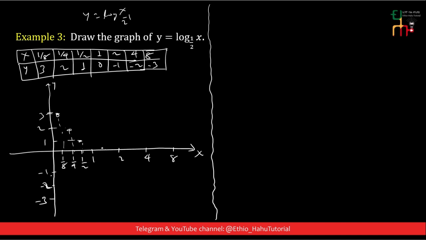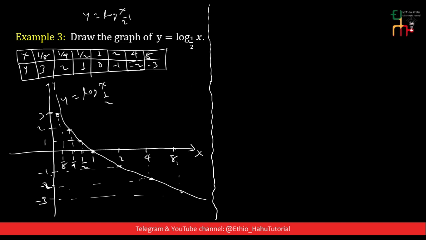When x is equal to 1, y is 0. When x is equal to 2, y is minus 1. When x is equal to 4, y is minus 2. And when x is equal to 8, y is minus 3. If we draw the graph, it looks like this one: y is equal to logarithm of x to the base 1 over 2.